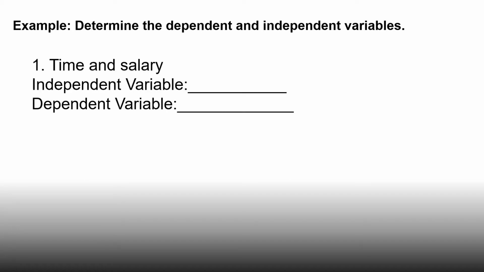Example number 1. Time and salary. Which do you think is the dependent and independent variable? Okay, you're right. Time is the independent variable and salary is the dependent variable. Why? Because salary always depends on how many hours you work. So, ibig sabihin, kung magkano ang tatanggapin mong sweldo, depende kung ilang oras ka nagtrabaho.